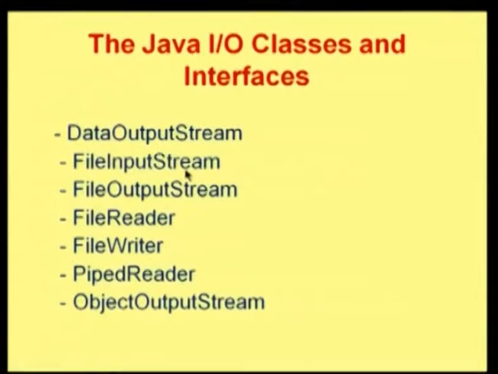Then we have FileInputStream, FileOutputStream, file readers, file writers, piped readers and ObjectOutputStream. In case of DataInputStream as well as DataOutputStream, we know that we have two types of data, one is primitive data and the other is non-primitive data. Here DataInputStream and DataOutputStream are used in order to access the primitive data types, whereas non-primitive data types come under ObjectInputStream and ObjectOutputStream, because non-primitive data are defined as classes and created as objects.